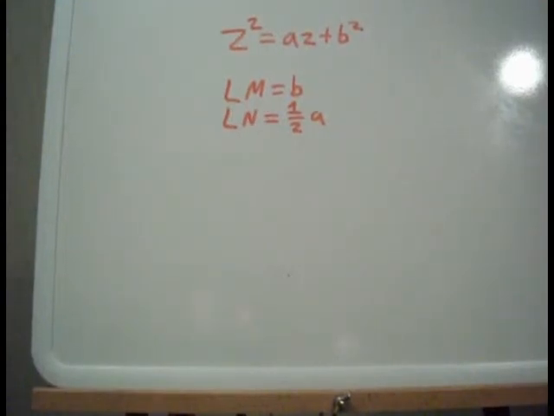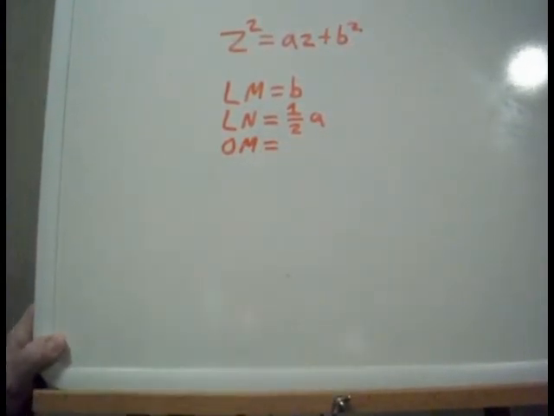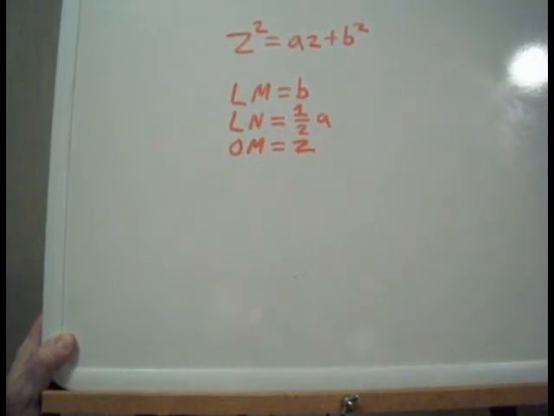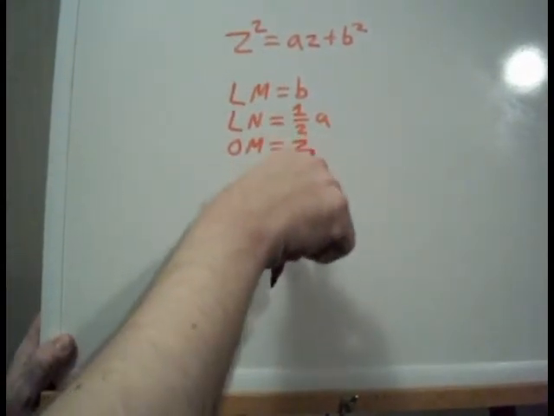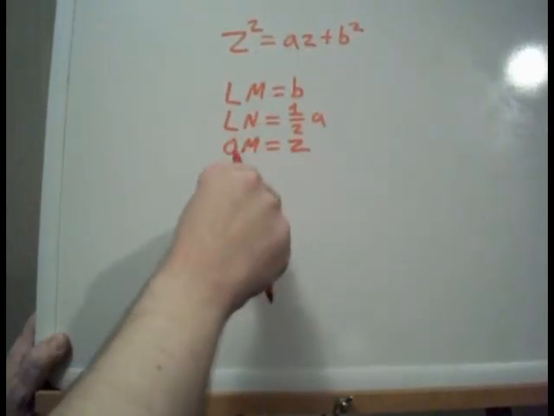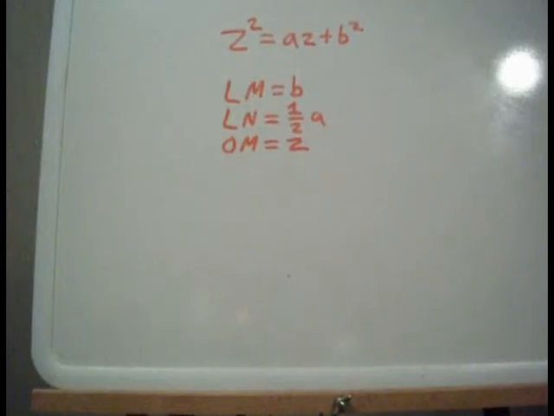And the whole line OM is equal to Z. That's the length we're looking for. Okay, so OM is Z, and OM squared is Z squared. And this is based on the Pythagorean theorem.